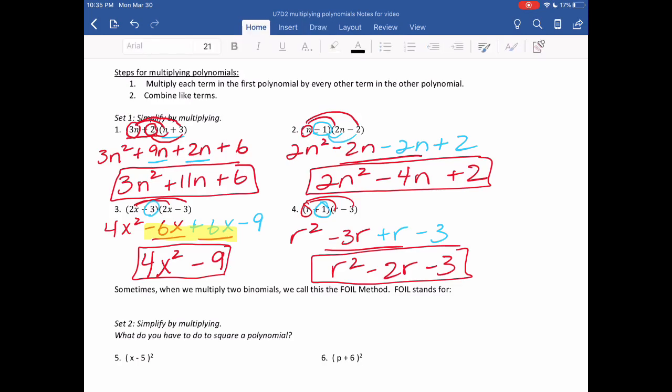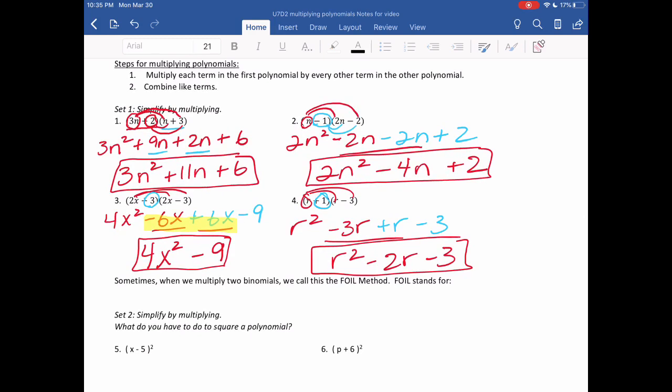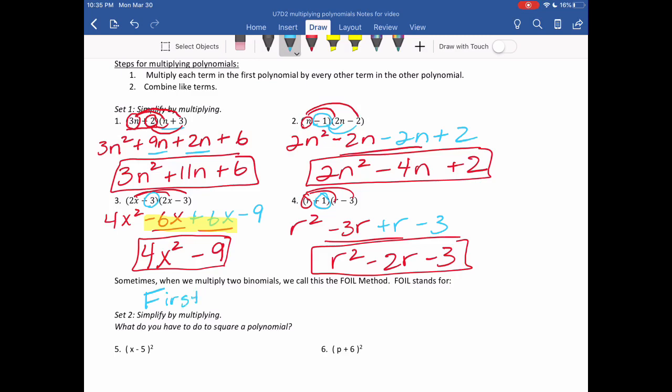And that's okay. So down below, sometimes when we multiply 2 binomials, we call this the FOIL method. And FOIL stands for first, O is outside, I is inside, and L is last.